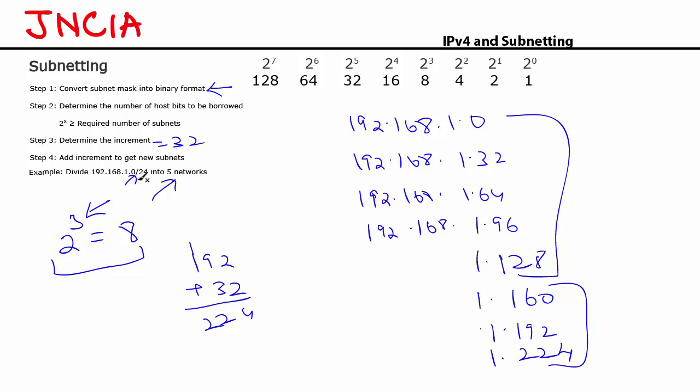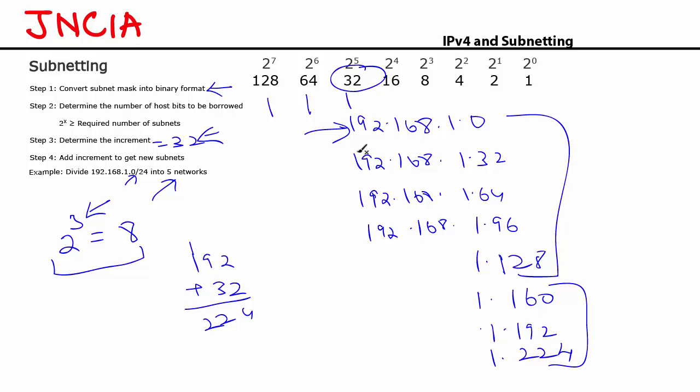We then found out the increment. The increment is the power of 2 corresponding to the least significant bit. The least significant bit is the rightmost bit. So we aligned the last octet against the powers of 2 and we got the value 32 as the increment. To get the new subnets in the last step, we added the increment to the original network address 192.168.1.0 and we got 8 new subnets. That's all about subnetting, my friend.